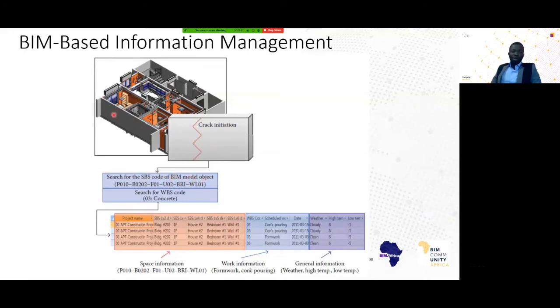Remember, individual wall members here would be appointed a particular ID code. So we can always search using the ID code of the individual members, or we can search using the work breakdown code. Take for instance, since it's a wall, let's say it's a concrete wall, then we can go under the work breakdown structure for concrete. And once we are under the work breakdown structure for concrete, we'll get all the space information, the work information that was carried out, as well as the general information.